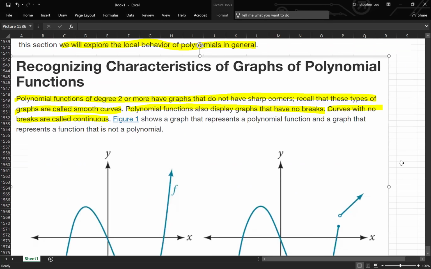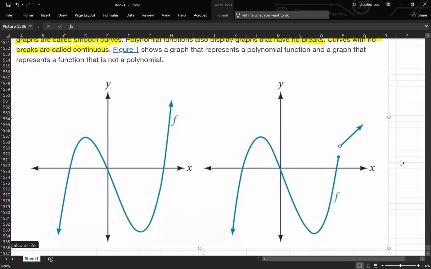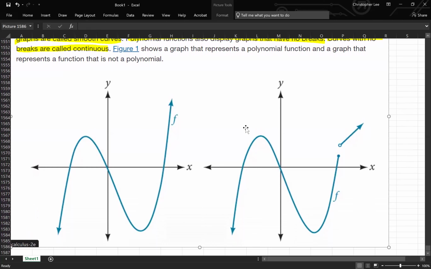So we're going to be recognizing characteristics of graphs of polynomial functions. Polynomial functions of degree 2 or more have graphs that do not have sharp corners. Recall that these types of graphs are called smooth curves. Polynomial functions also display graphs that have no breaks. They're continuous. Curves with no breaks are called continuous. Figure 1 shows a graph that represents a polynomial and a graph that represents a function that is not a polynomial.